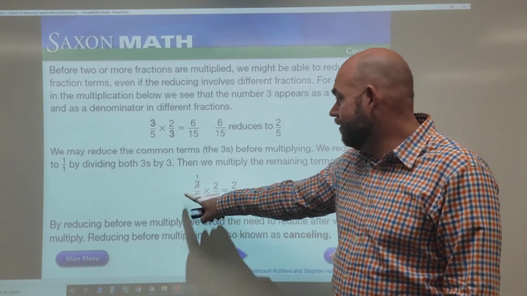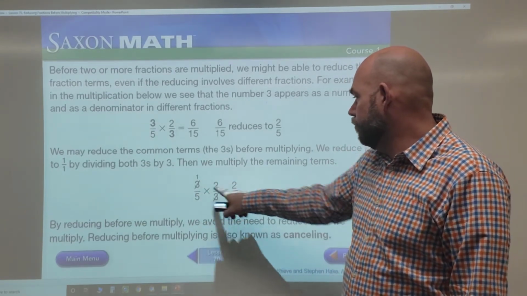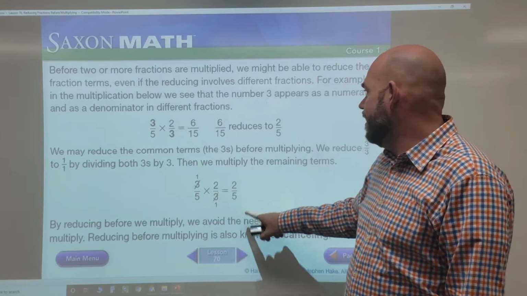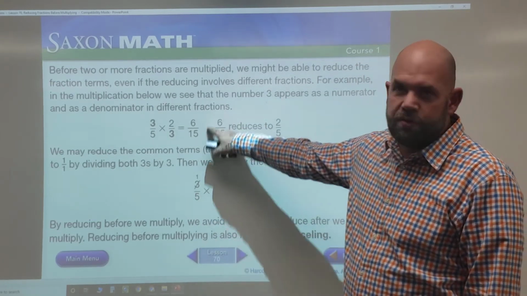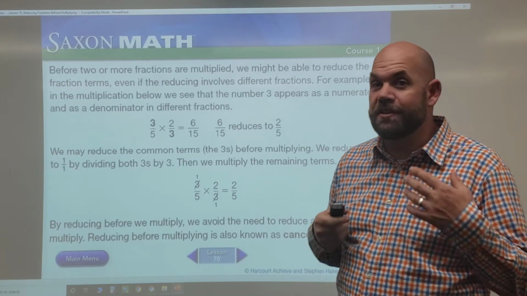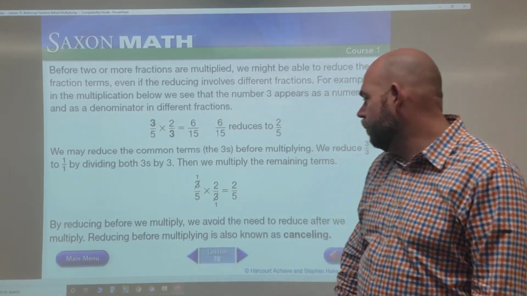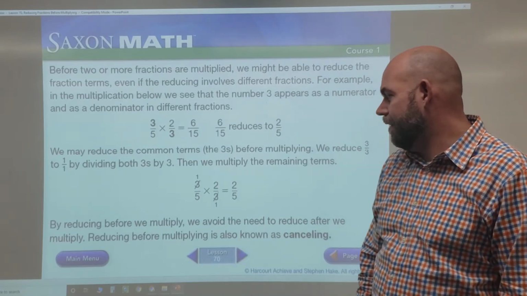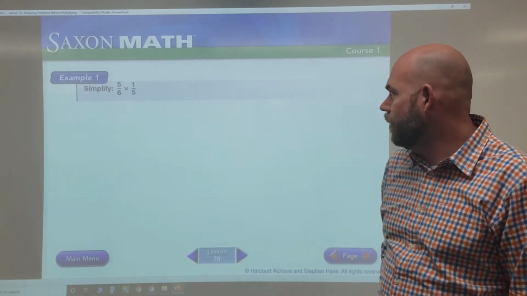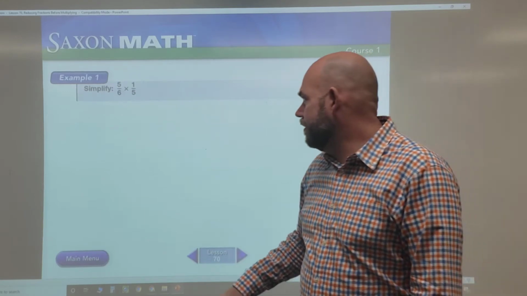So we can totally cancel those out, and then it's just 2 times 1 is 2, 5 times 1 is 5. It's easier to do that than having to reduce when we're done. So we can just reduce in the beginning and save us some work. So reducing before we multiply, we avoid the need to reduce after we multiply. Which is super cool.